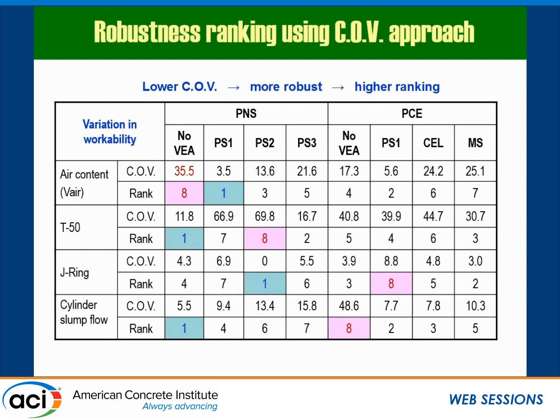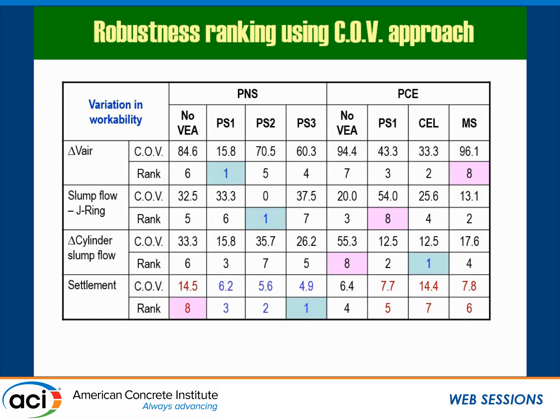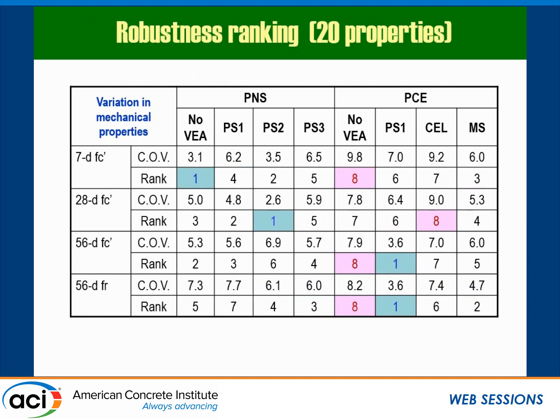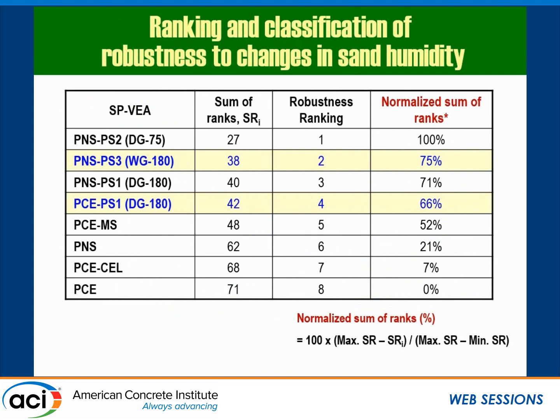This is here the T50, J-ring, slump flow using a cylinder, air content, etc. Surface settlement. Again, this is 1, this is 8. And so on and so forth, mechanical properties. And then at the end, you have 20 of these values, and you take a sum of the ranking. Then using a formula over here, you have the normalized sum of the ranking. So the sum of the ranking that is the lowest, you have it as 1, and the highest would be at 8. And then using this formula here, the normalized sum of the ranking, you basically put it in percentage.